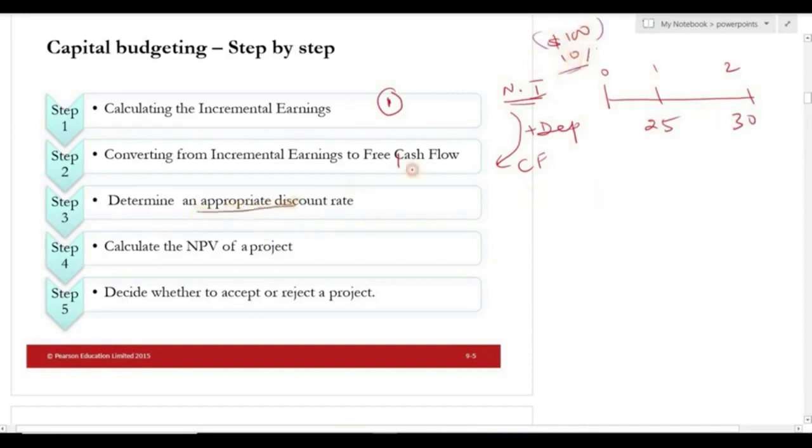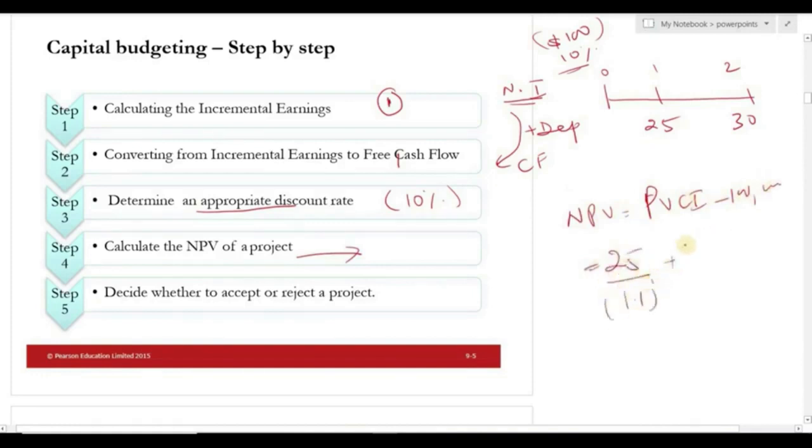So determine an appropriate discount rate. For instance, it is 10%, and calculate the NPV. NPV is very simple, simply present value of cash inflows minus 100,000, right? So simply discount these: 25 over 1.1 power 1, plus 30 over 1.1 power 2, minus 100. So you can simply calculate the NPV, right?